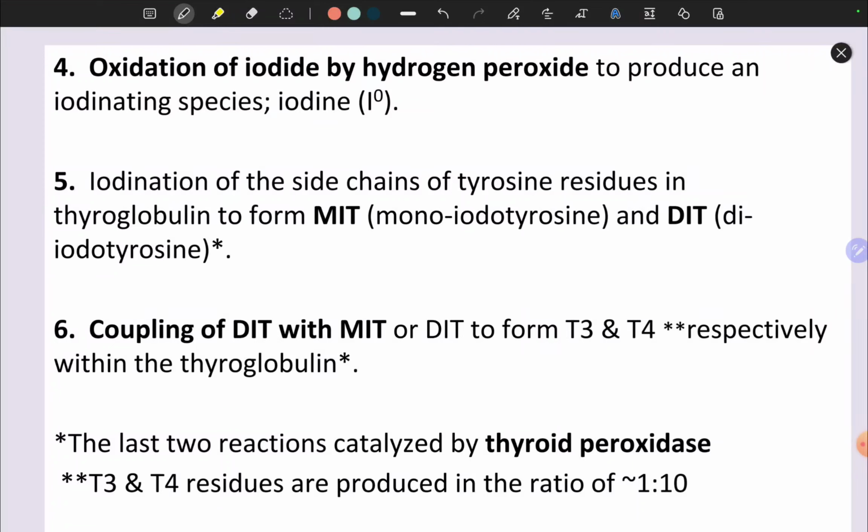Especially thyroid hormone: one iodine with tyrosine, of course several molecules on thyroglobulin, one mono-iodotyrosine. One mono-iodotyrosine and one diiodotyrosine if combined make triiodotyrosine, T3. If two diiodotyrosines combine, they make T4. So by this, T3 and T4 are produced.